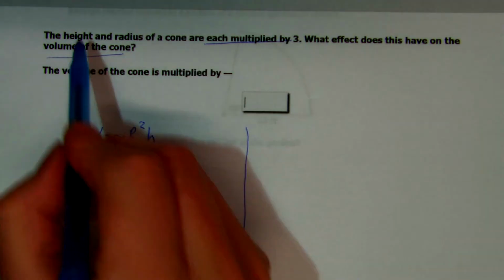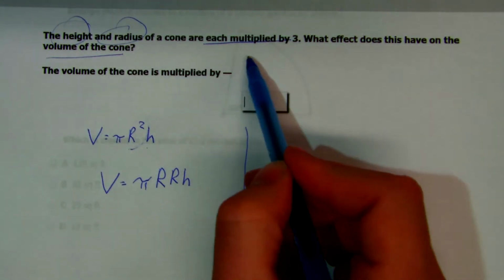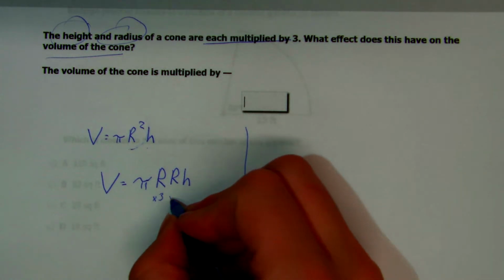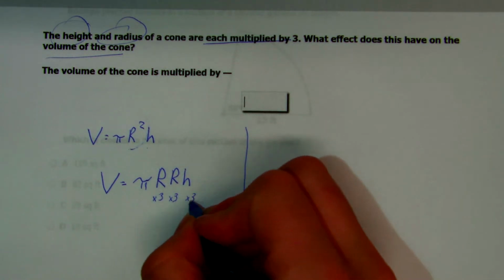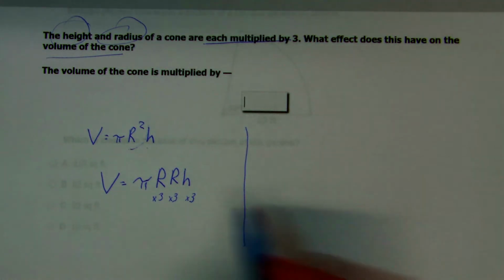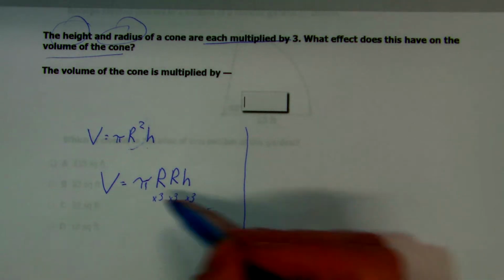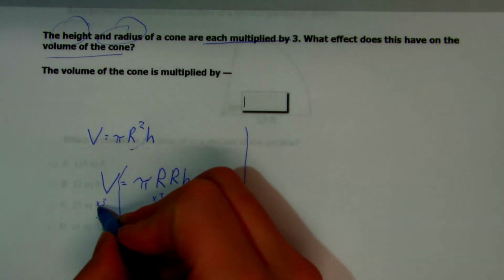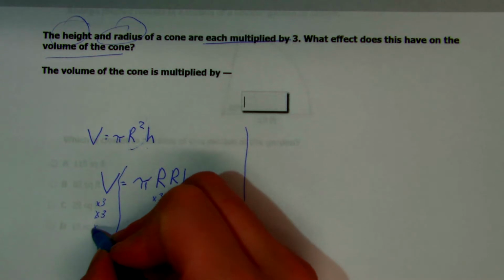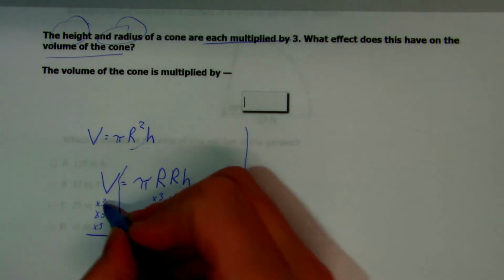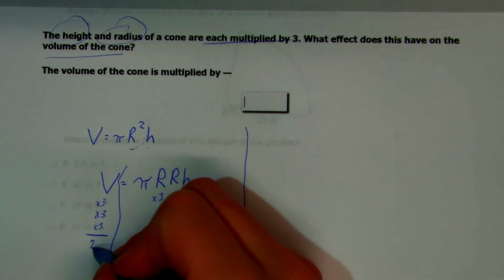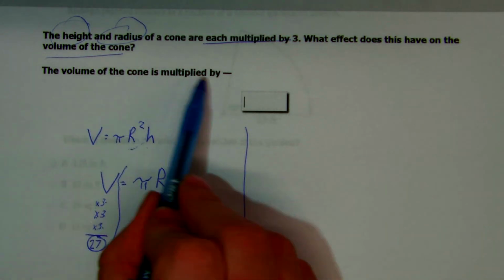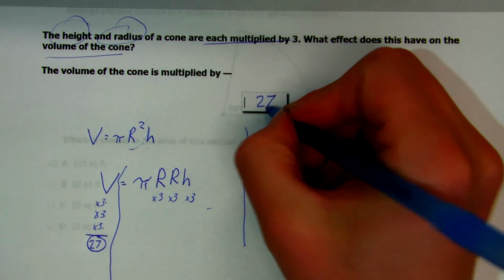We're told that the height and the radius are multiplied by 3. So I'm going to take my radius and multiply it by 3. Take my radius, multiply it by 3. Take my height, multiply it by 3. Anything you do on the right side of an equation, you have to do on the left side. So if this is my volume, I'm going to multiply it by 3 three times. You're going to do 3 times 3 times 3, which is 27. The answer to this question is that the volume of the cone is multiplied by 27.